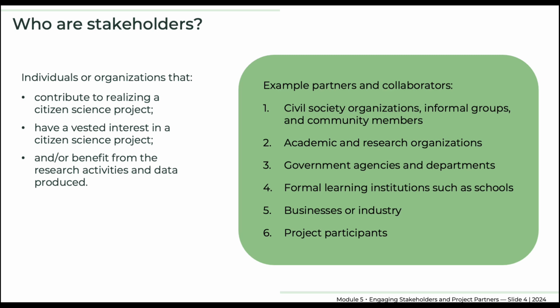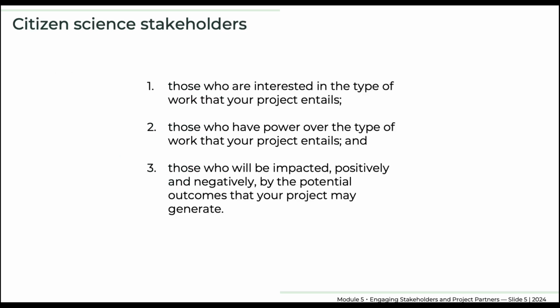1. Civil society organizations, informal groups, and community members. 2. Academic and research organizations. 3. Government agencies and departments. 4. Formal learning institutions such as schools. 5. Businesses or industry. And 6. Project participants. A simpler way to think about stakeholders for citizen science projects is to identify 3 stakeholder groups.